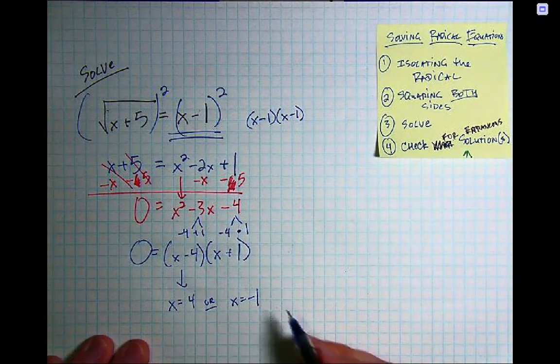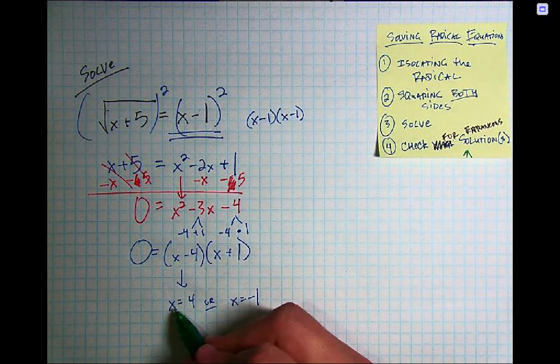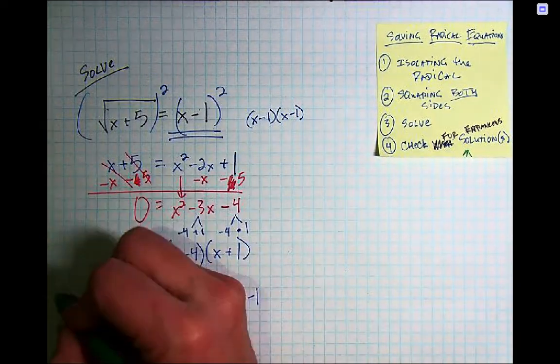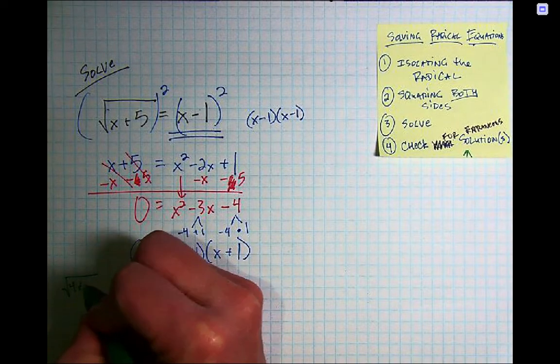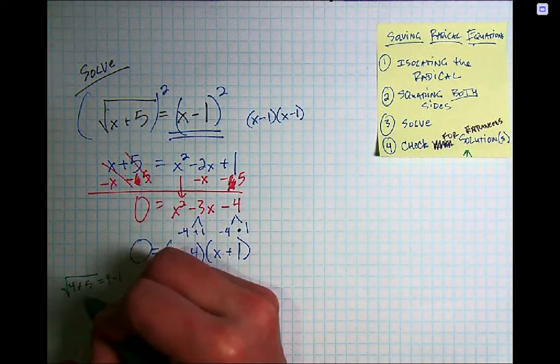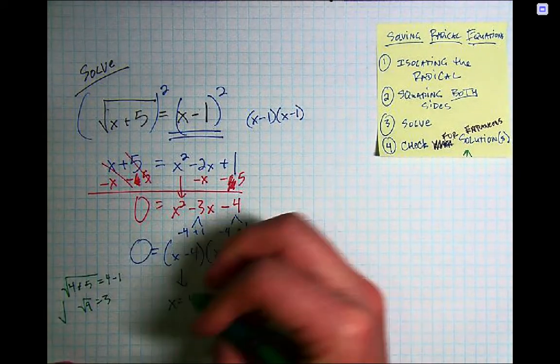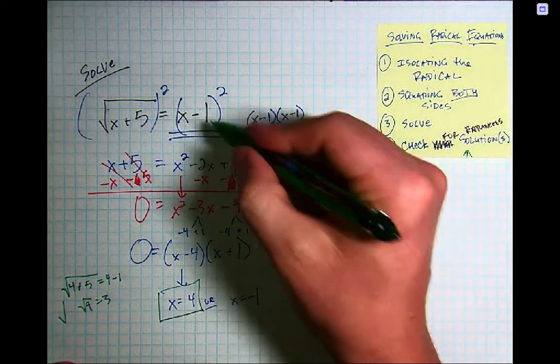But I don't know. Those might be fake. Those might be extraneous. So I've got to plug them both in. So I'm going to test this one by putting a 4 here and putting a 4 there. Does it work? The square root of 9 equals 3. Yes. This one works.